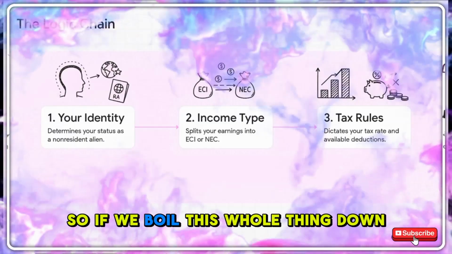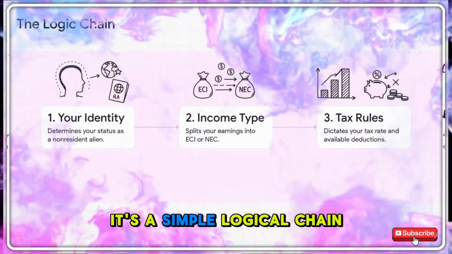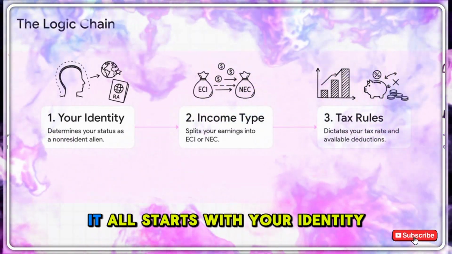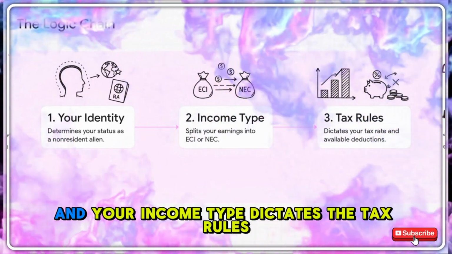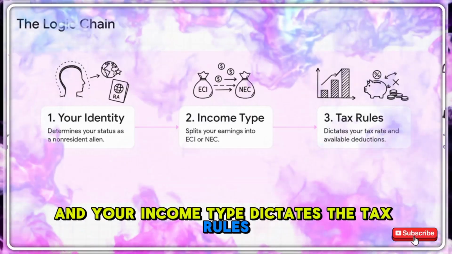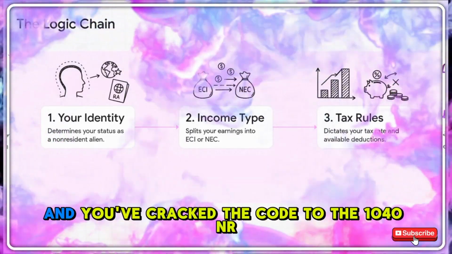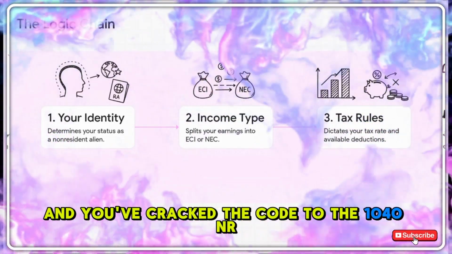So, if we boil this whole thing down, it's a simple, logical chain. It all starts with your identity. That determines your income type, and your income type dictates the tax rules. Get that flow, and you've cracked the code to the 1040NR.